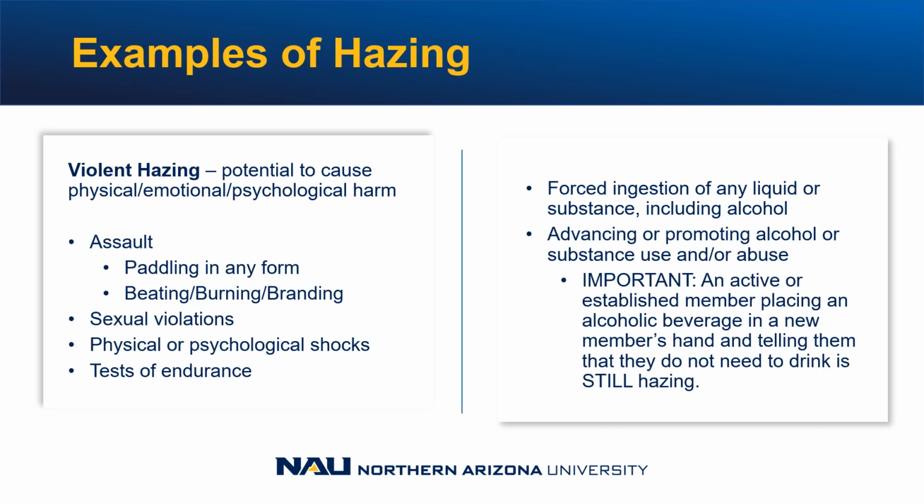Those unfortunate real-life examples that I just shared would fall under the category of violent hazing, which has the potential to cause physical, emotional, or psychological harm. This type of hazing is usually the easiest to identify. It includes things like assault, paddling in any form, beating, burning, or branding, sexual violations, physical or psychological shocks. An example of this would be requiring members to be drenched in cold water, or tests of endurance. An example of this would be testing how late someone can stay up, how much they can drink, how much weight they can hold, anything like that.